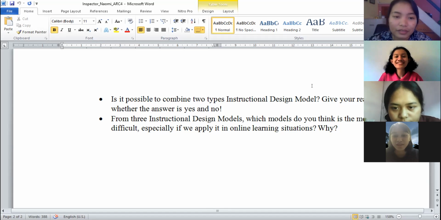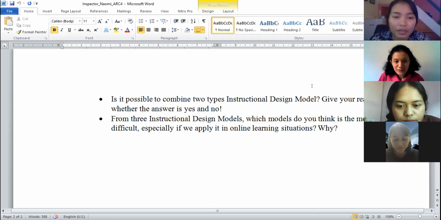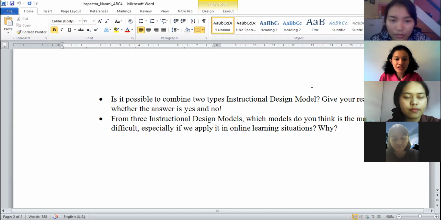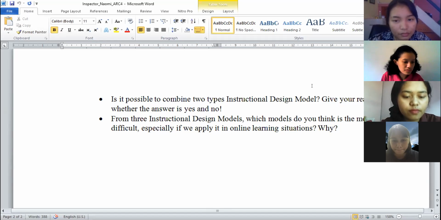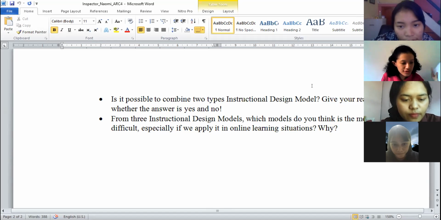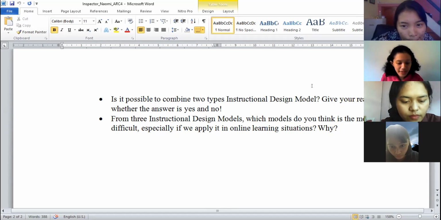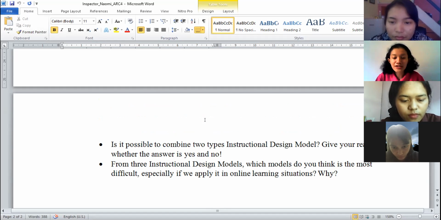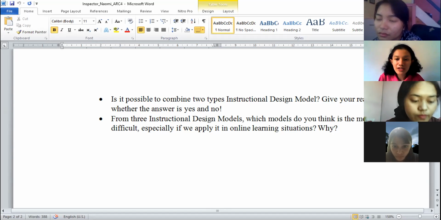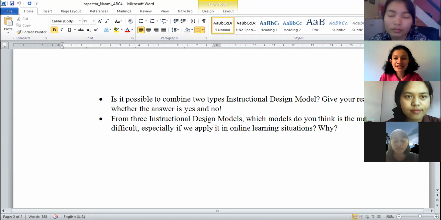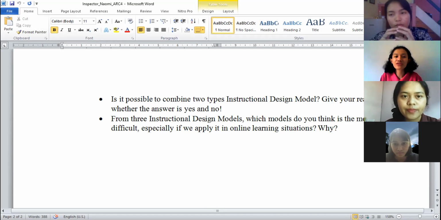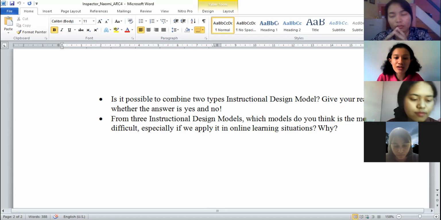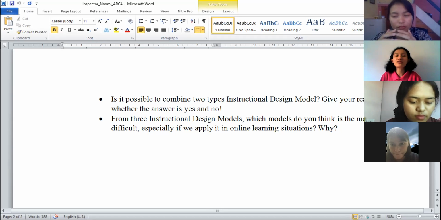Yes, the last one. Thank you guys for answering. So the last one is from the 3 instructional design models, like the systems approach, the CAM, and the last one is Assure. Which model is the most difficult to apply, especially in an online learning situation, and why?